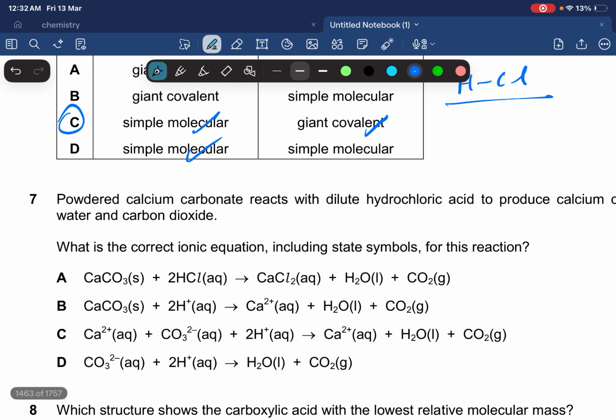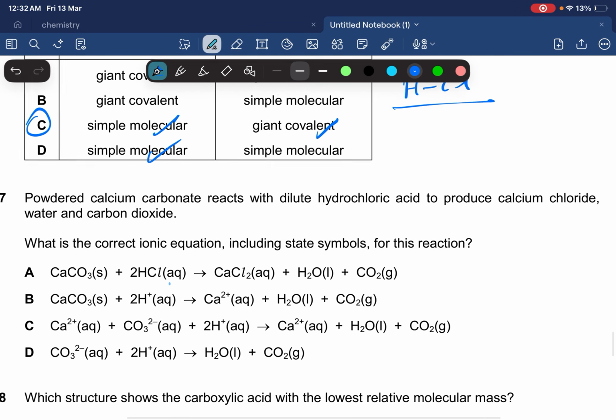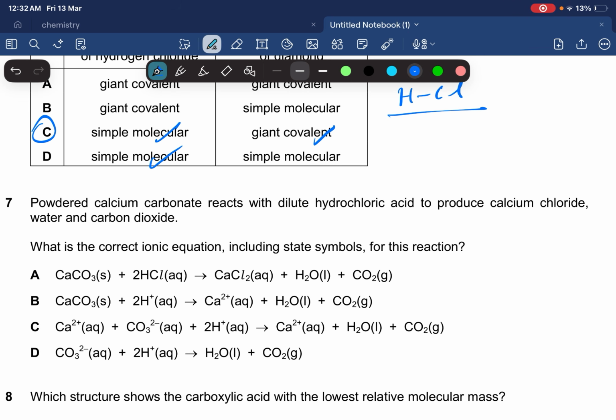Powdered calcium carbonate reacts with HCl to produce CaCl2, water and carbon dioxide. What is the correct ionic equation, including state symbols, for this reaction? Just seeing it, I think option A is incorrect because of a small reason. We're looking for the ionic equation.